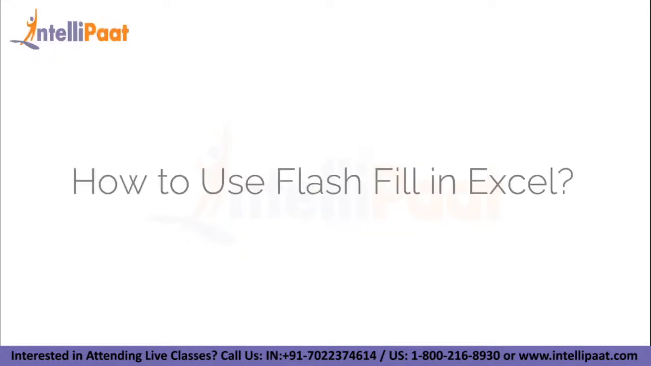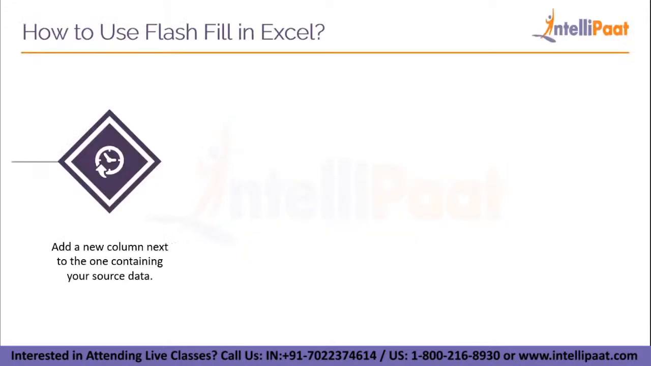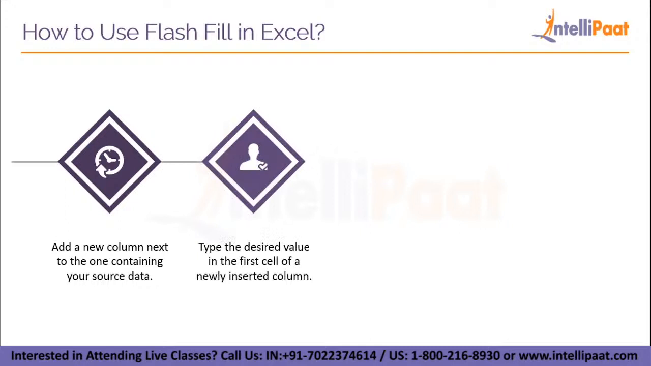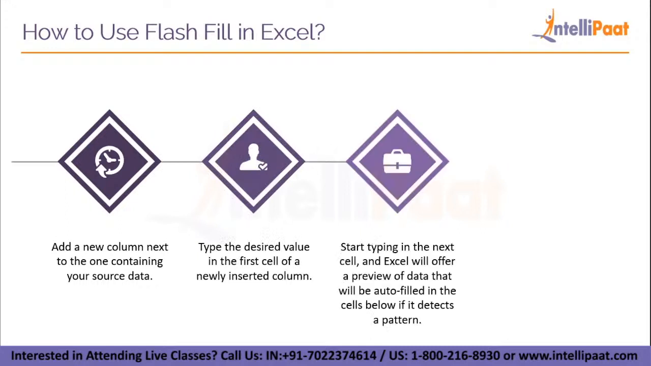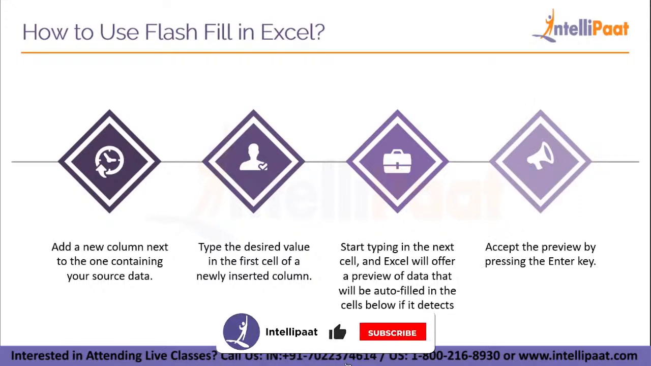Let's now take a look at how to use flash fill. Flash fill usually starts immediately, and all you have to do is provide a pattern. Here is how you do it. The first step is to add a new column next to the one containing your source data. Type the desired value in the first cell of the newly inserted column. Start typing in the next cell, and Excel will offer a preview of data that will be autofilled in the cells if it detects a pattern. Accept the preview by pressing the Enter key.